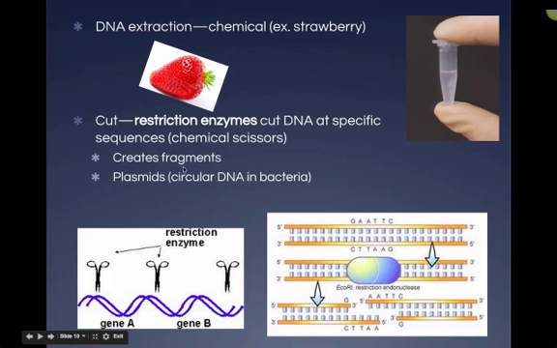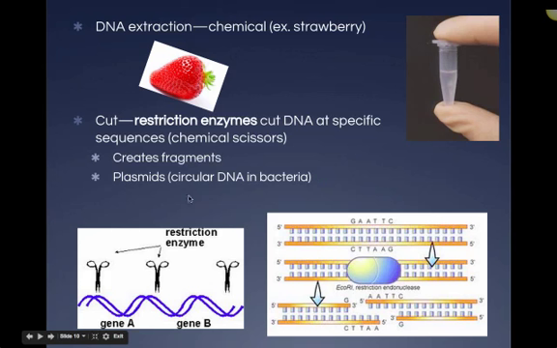Restriction enzymes will create fragments or pieces of DNA that we can then work with. Commonly, we'll use restriction enzymes with plasmids, and plasmids are circular DNA that are found in bacteria that we can actually cut out of bacteria and insert into different organisms, and we can do some pretty cool stuff with that. There'll actually be more information with plasmids and bacterial transformation in the next screencast, so stay tuned with that.